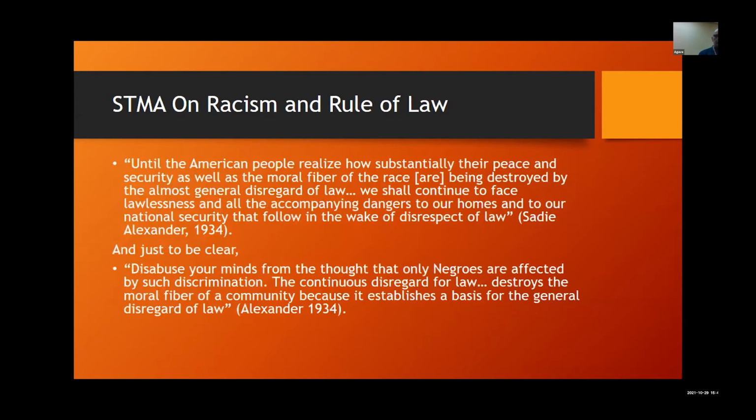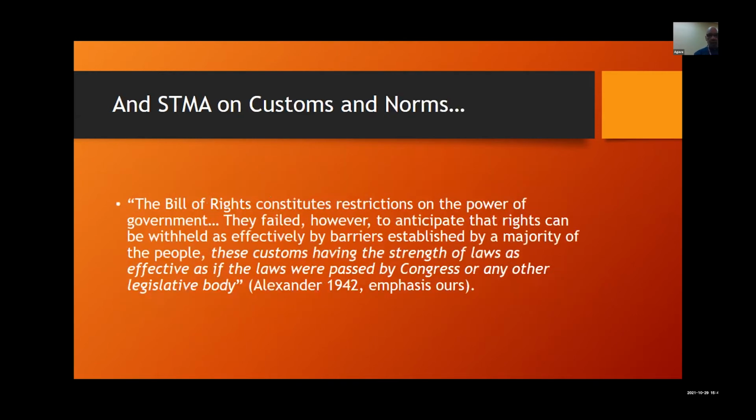So here's what she says about racism and rule of law. And there are many quotes like this in her speeches and in her writings. "Until the American people realize how substantially their peace and security, as well as the moral fiber of the race, are being destroyed by the almost general disregard of law, we shall continue to face lawlessness and all the accompanying dangers to our homes and to our national security that follow in the wake of the disrespect of law." And just to be clear, this works on both sides: "Disabuse your minds from the thought that only Negroes are affected by such discriminations. The continuous disregard for law destroys the moral fiber of a community because it establishes a basis for the general disregard of law," which is exactly what I'm convinced we saw on January 6th.